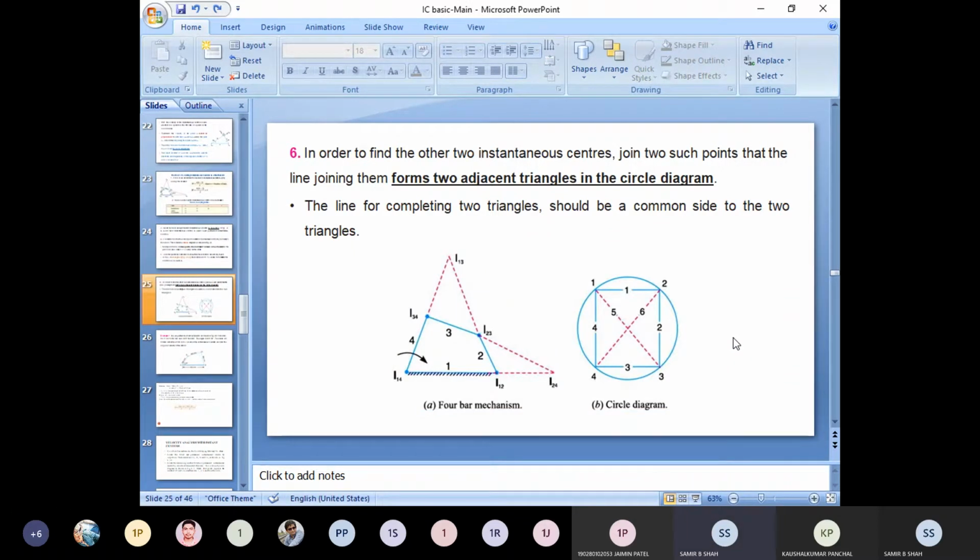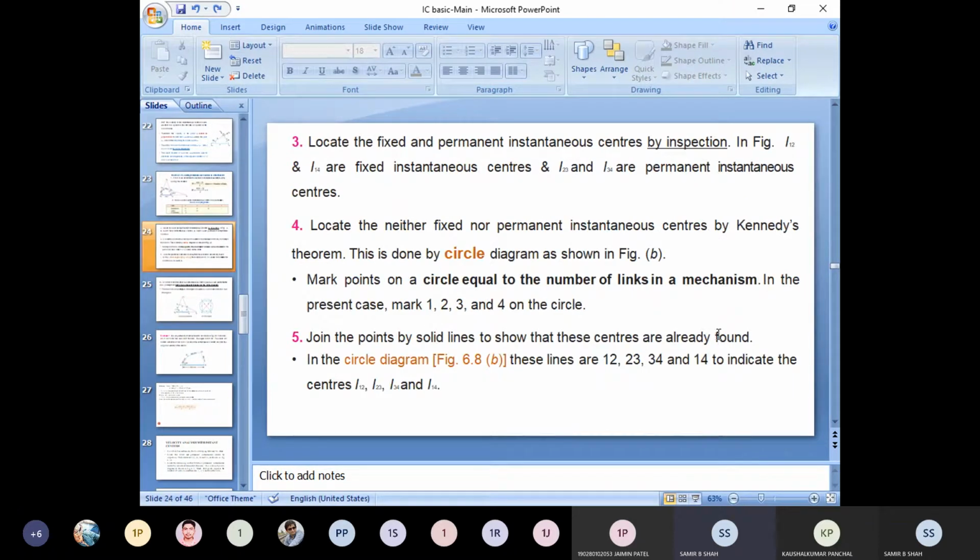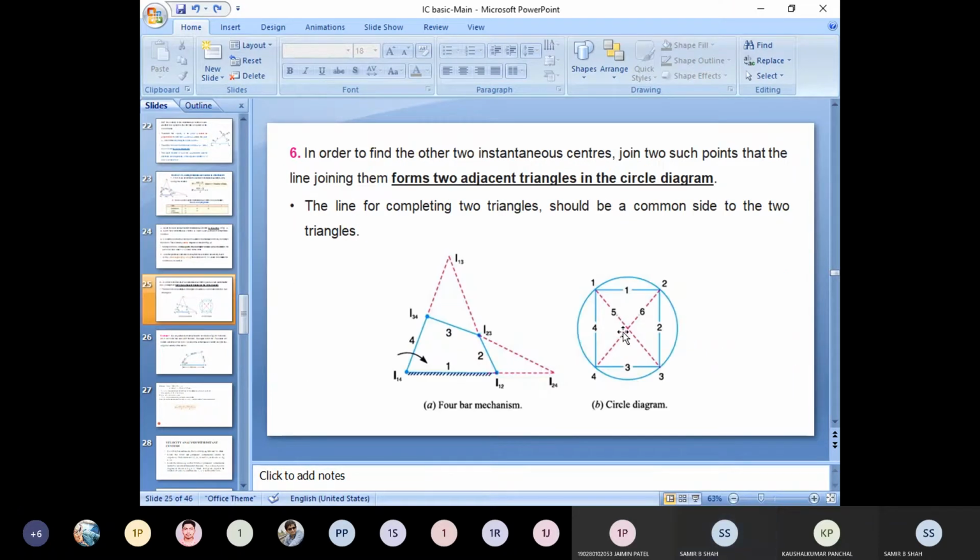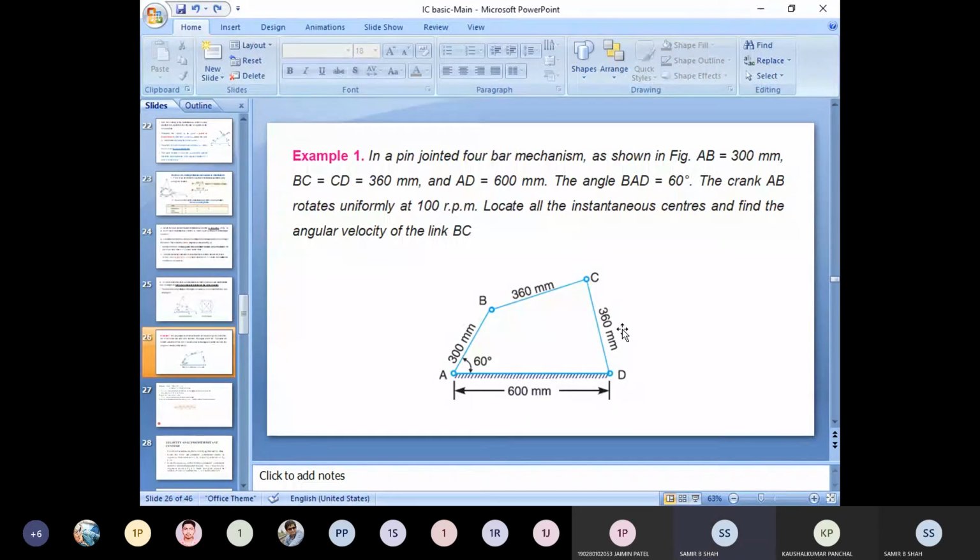which may be considered neither permanent nor fixed, with the help of the circle diagram. And due to this diagram, we are finding the velocity, or it may be the angular velocity, of the problem. Okay, now start with one basic problem that we already solved with the relative method, the graphical method.